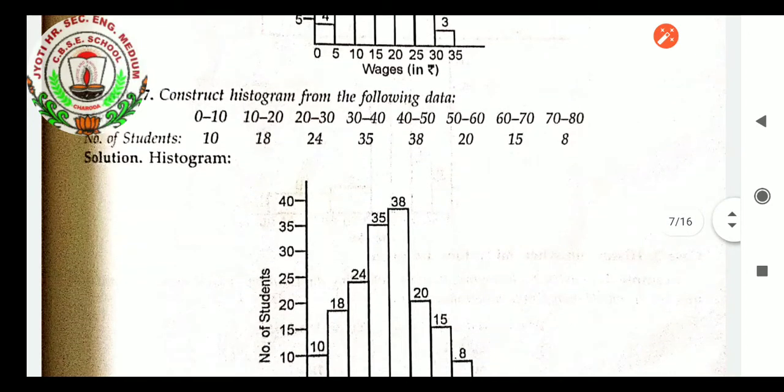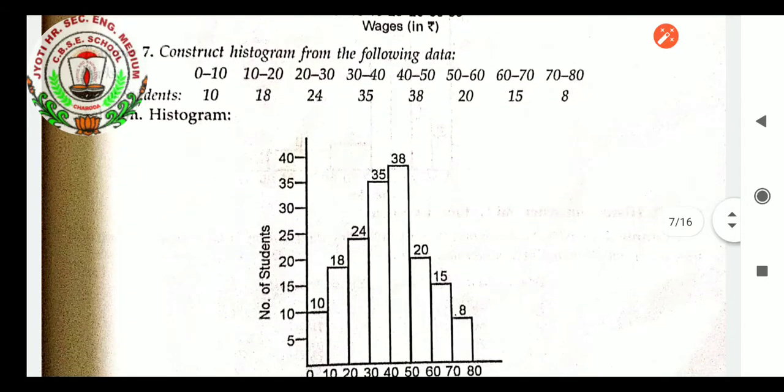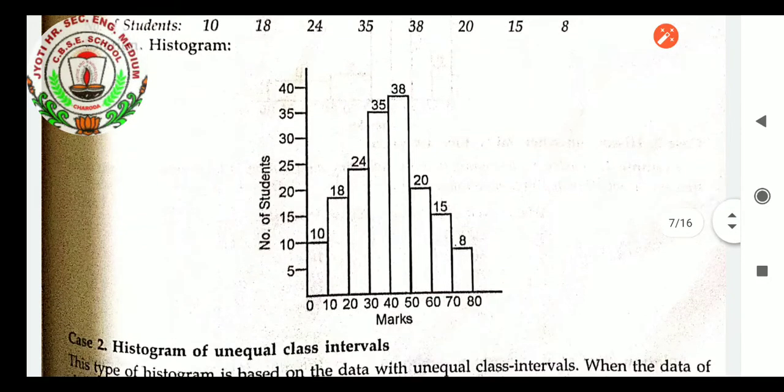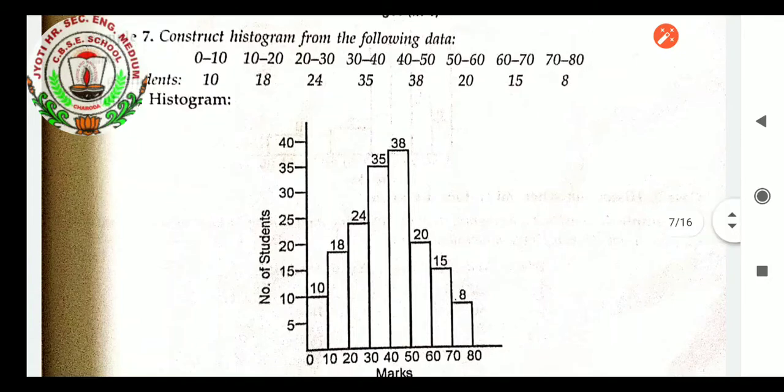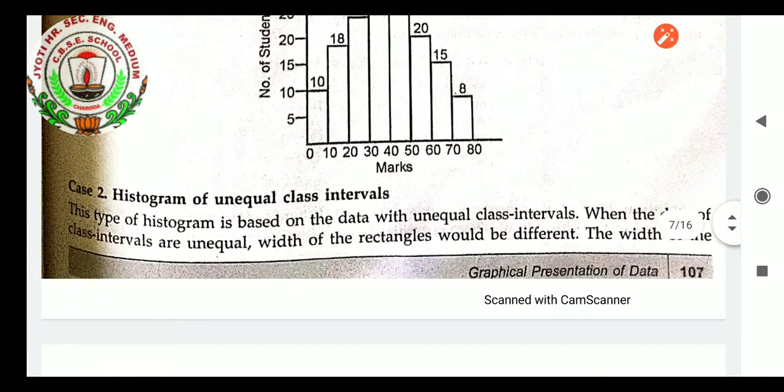Histogram with the following data: 0 to 10, 10 to 20, 20 to 30, 30 to 40, 40 to 50 and so on. Here also the same, there is no gap. Class intervals are continuous, so we construct it the same way. Number of students, frequency, on the y-axis, marks on the x-axis. How many students got 0 to 10 marks? 10 students, so a line up to 10 is drawn. This is a histogram with equal class intervals.